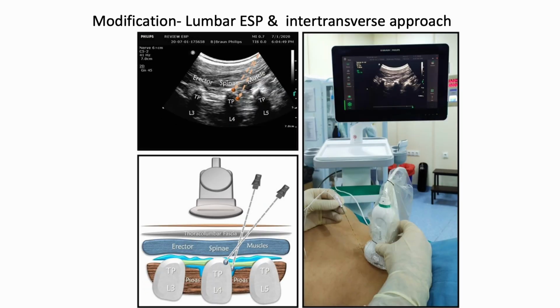The last modification to the lumbar ESP block is a two-step injection, with the first injection made on top of the transverse process, similar to the original description at the L4 level. Subsequently, the needle is withdrawn and passed intertransverse into the connective tissue, and a further injection of local anesthetic is made. So this is a combined block of a lumbar ESP and an intertransverse block.